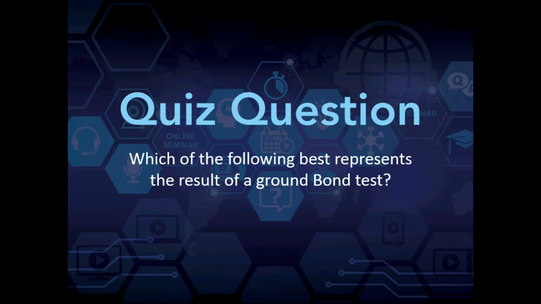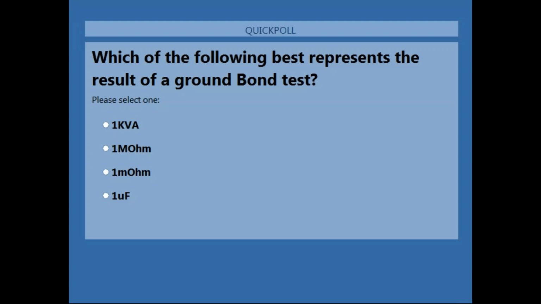So that leads us to our first question, which is a quiz question here. The question is, which of the following best represents the result of a ground bond test? The poll is open, so I encourage you to please participate in this. And we'll take a brief pause here.